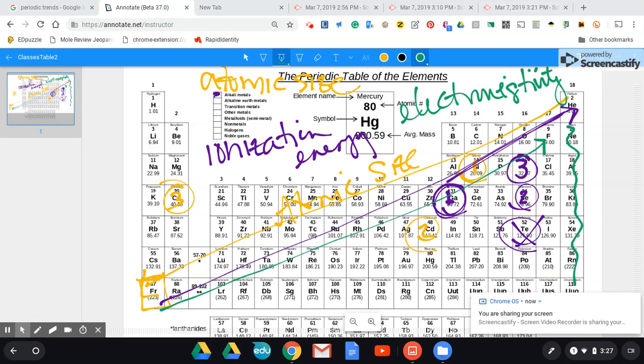So let's look at which has more electronegativity, magnesium or titanium. And it would be titanium because it's further to the right. All right, which has more electronegativity, chlorine or bromine? Chlorine, because it's further up. Okay, so that's what you're looking at in terms of trends. You need to be able to put these in order of atomic size, ionization energy, and electronegativity.